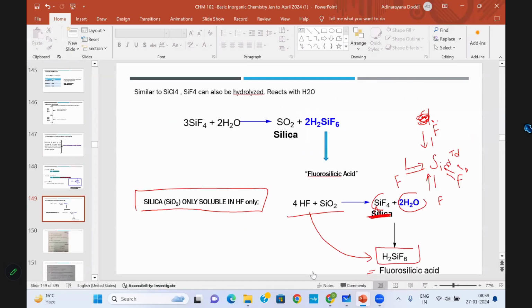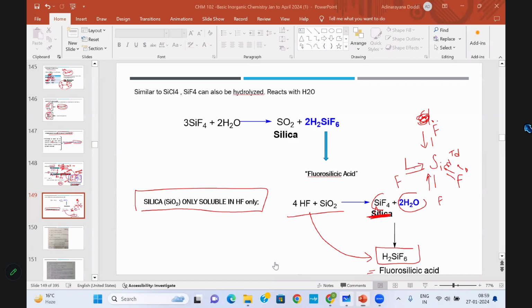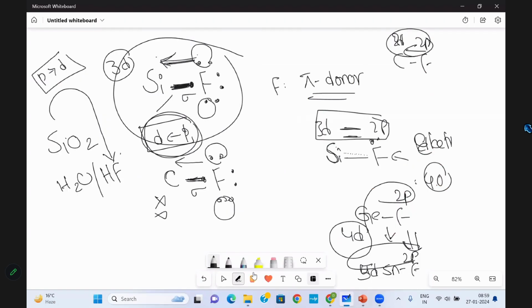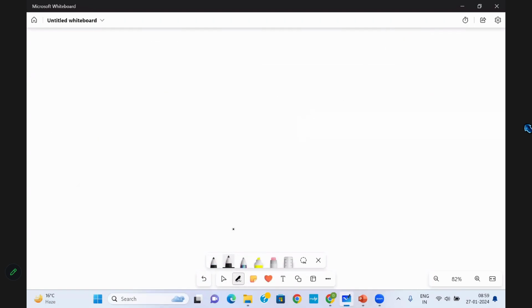So this is a very important question, my friend. Take this up as a possible mid-sem question. This is fluorosilicic acid, H2SiF6. Okay. So in fluorosilicic acid, can someone tell me what the silicon oxidation state is here? Yeah, exactly, it's simply +4.